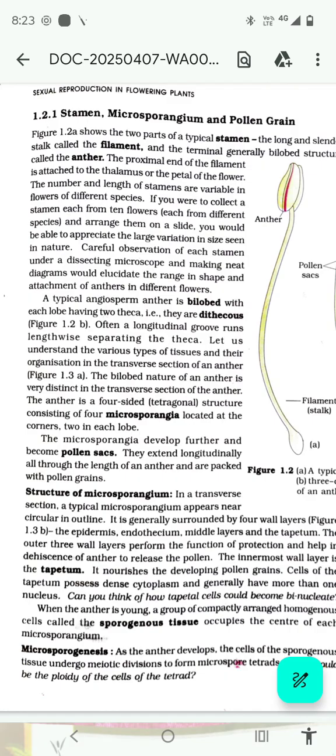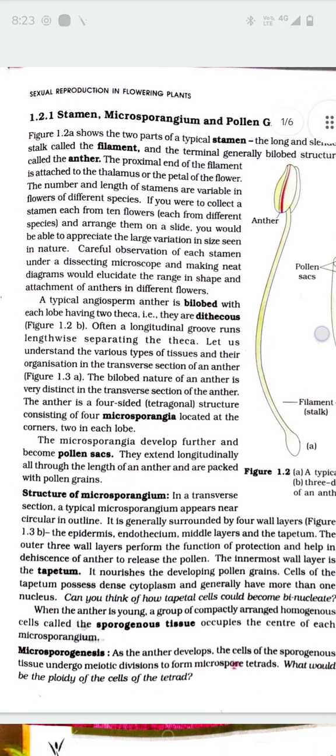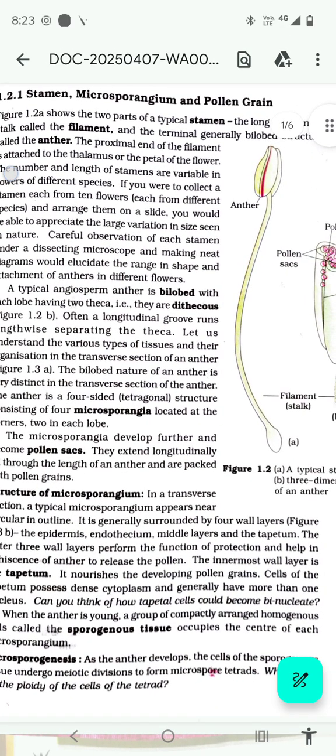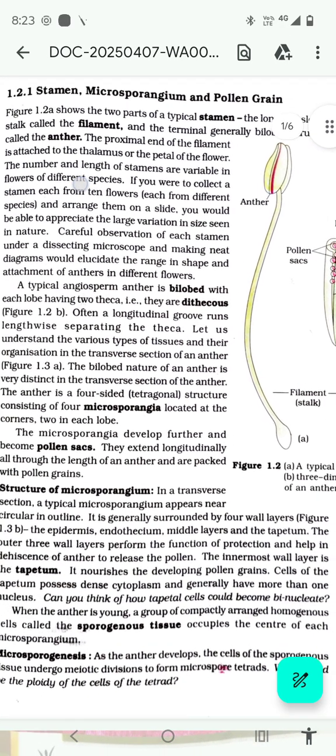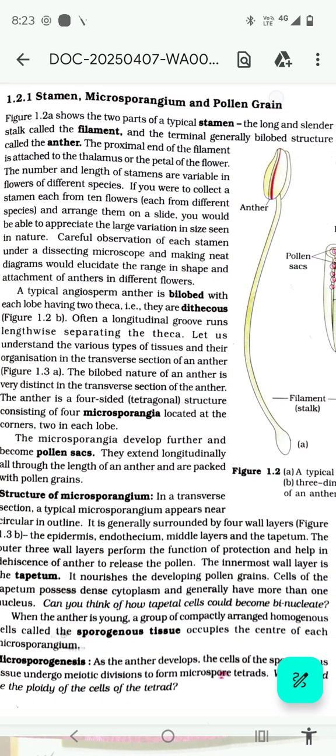So what happens? The anther is bilobed, and each lobe, this upper portion. Here you can see more clearly. It is bilobed. Each lobe has two theca. The term is theca, or the lobe you can say. So since it has two theca, you can obviously call it dithecous.